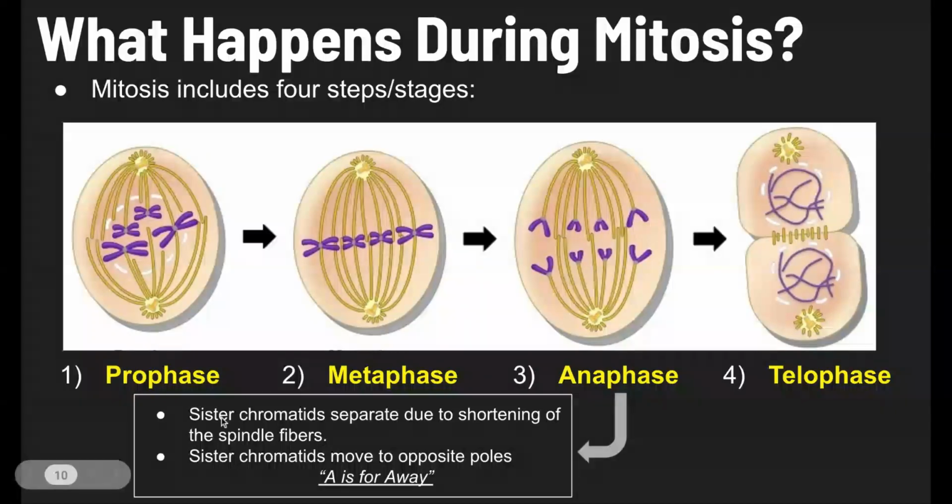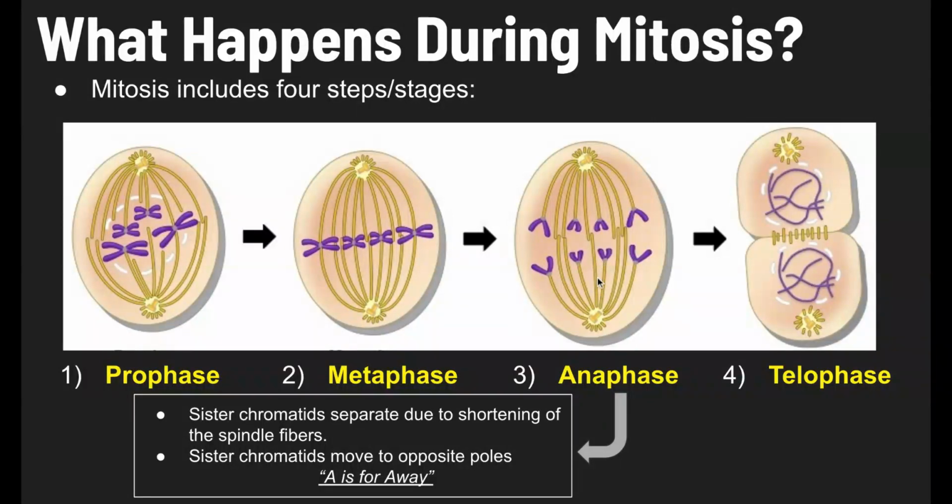Okay, so now anaphase. During anaphase, the sister chromatids separate due to the shortening of the spindle fibers. The spindle fibers function similarly to a fishing line. So you're like reeling in the fishing line, and that's going to pull these sister chromatids apart. Those sister chromatids then move to opposite poles of the cell. So the sister chromatids right here are going to move to the top, and the sister chromatids here are going to move to the bottom.